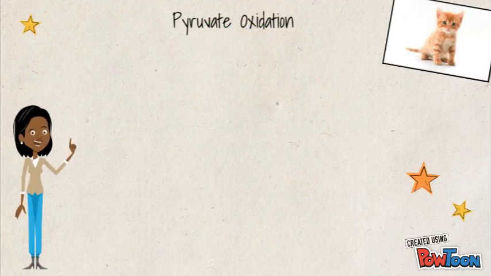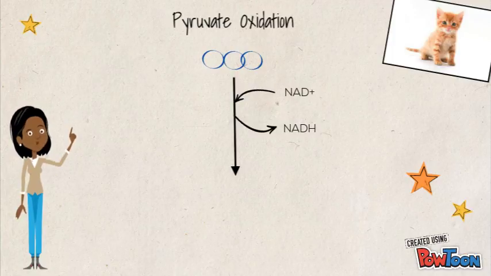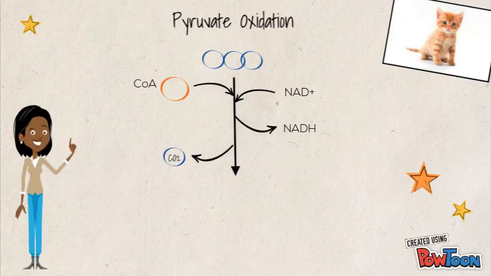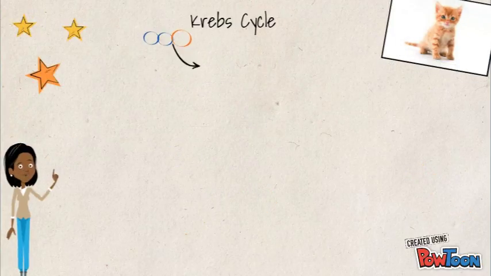Next we go to pyruvate oxidation. More electrons are taken off by NAD+. CoA is added, and a carbon is taken off in the form of CO2, which leaves with acetyl-CoA. The acetyl-CoA next moves to the Krebs cycle, so that the last electrons can be taken off.